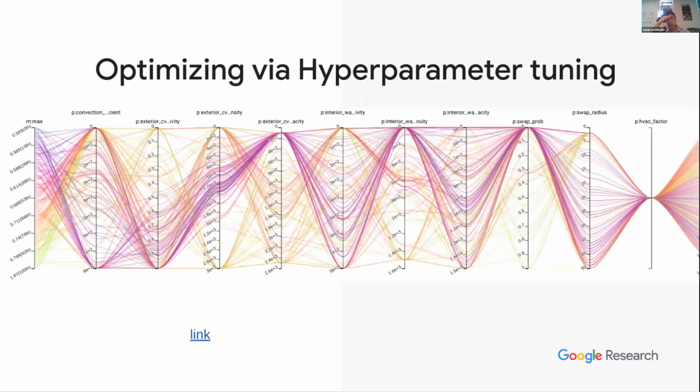And to improve this, we use hyperparameter tuning. This is an example of a single run here. Here are all of our parameters. This is, I believe, 100 different runs. And we were then able to improve the fidelity of our simulator.